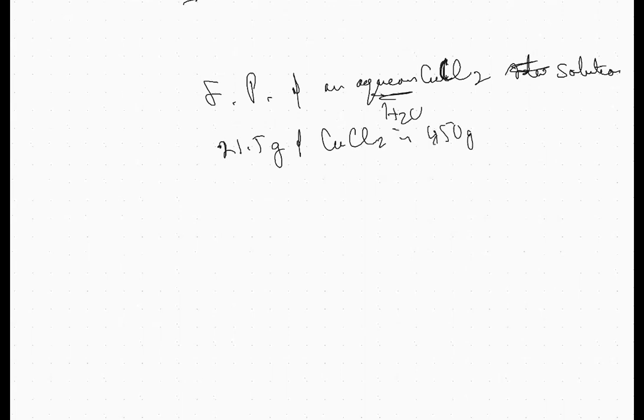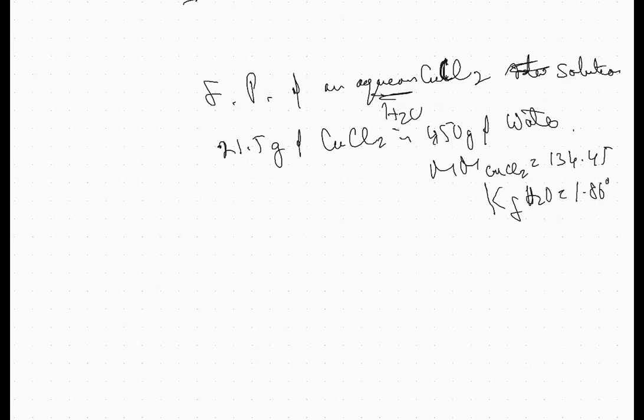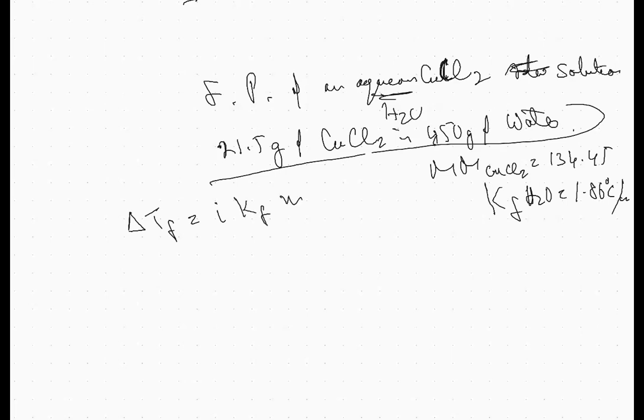Okay, and they have given the molar mass of CuCl2. You should be able to do this by now after listening to all those things. And Kf of water is given as 1.86. So what is this? Delta T_f, the depression of freezing point, equals Van't Hoff factor times Kf times molarity, right? Now Kf is given, 1.86. CuCl2 gives Cu 1 and Cl 2, 1 plus 2, you get 3. So Van't Hoff factor would be 3.